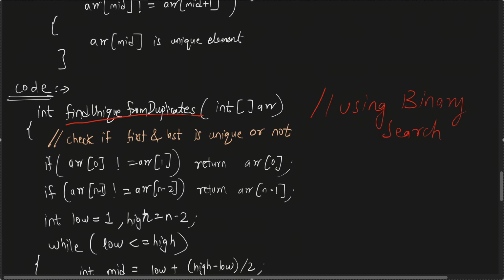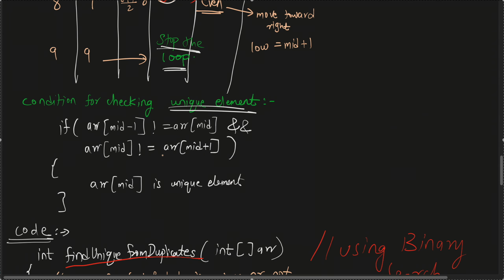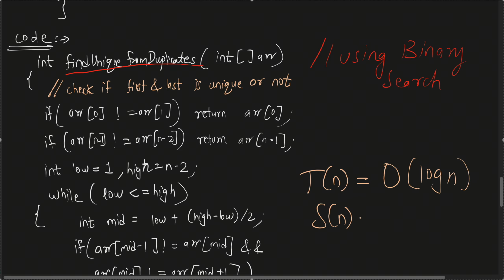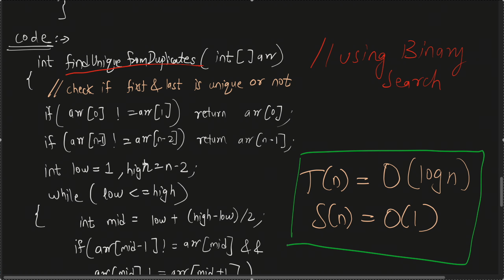Now let's quickly see the time complexity and space complexity of this approach. Here we are using binary search. The time complexity of binary search is log n, and space complexity is order of 1. We are not using any extra space. So this is the final optimized approach for this problem.